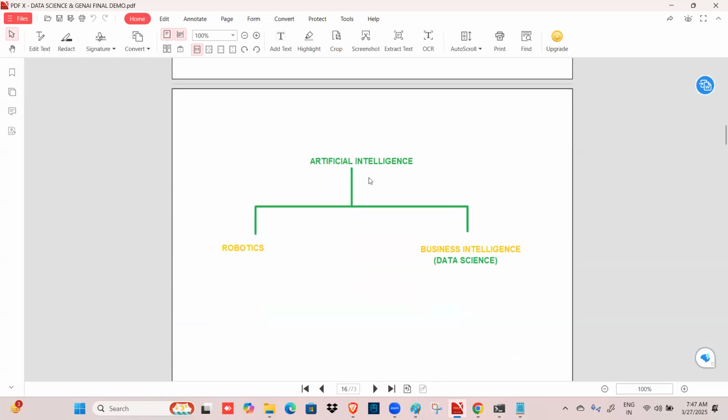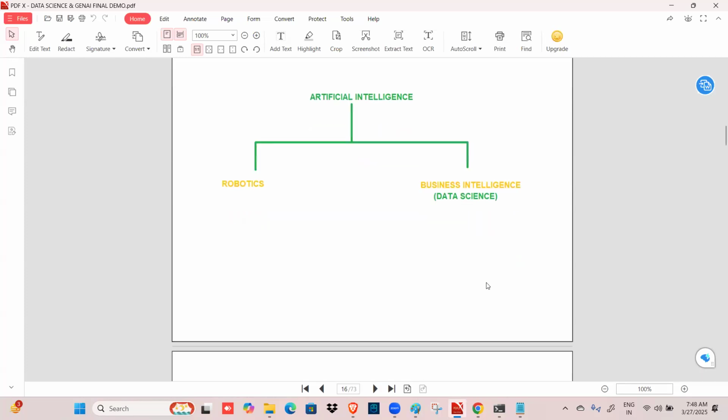And when it comes to the applications of AI, it has two different applications. One is robotics. So we are going to design robots. Recently Tesla has designed robots. And the other is business intelligence. We are going to use it not only in robotics but for business applications also. This business application concept is nothing but what is called data science.